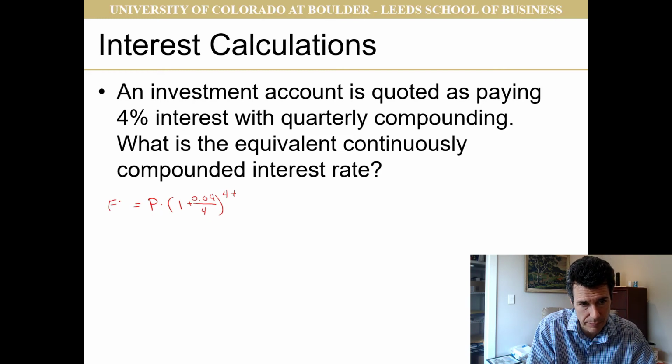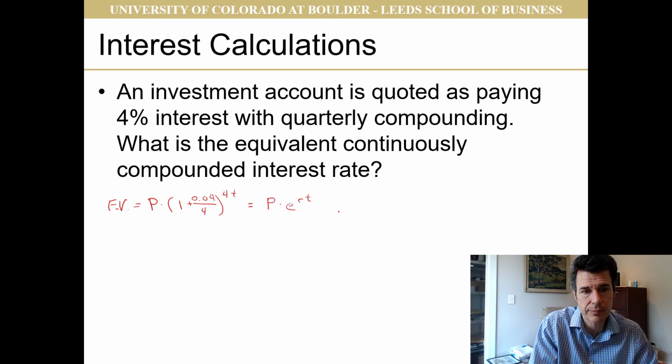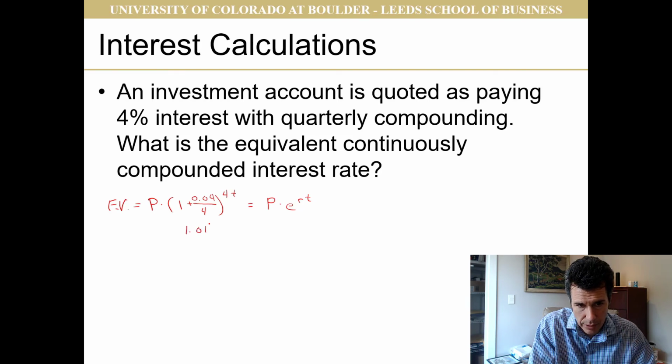Call that our future value. Equivalently, if we'd invested and the rate had been quoted continuously, it would be P times e to the RT. So we want to find this R. So we've got these two things equal to each other, cancel out the P's, and we've got 1.01 to the 4t equals e to the RT.